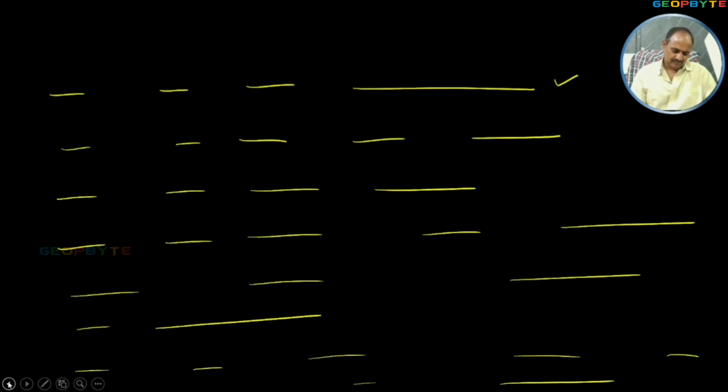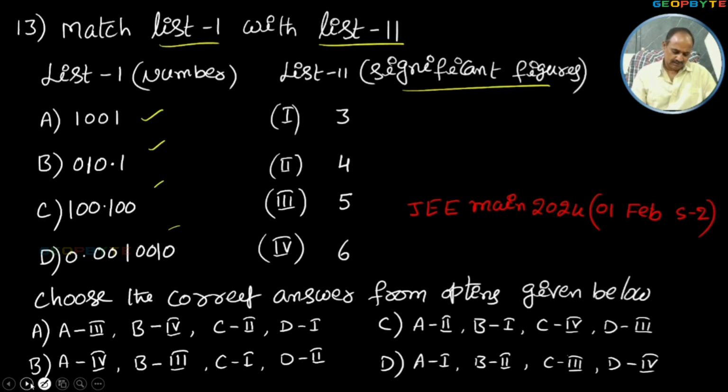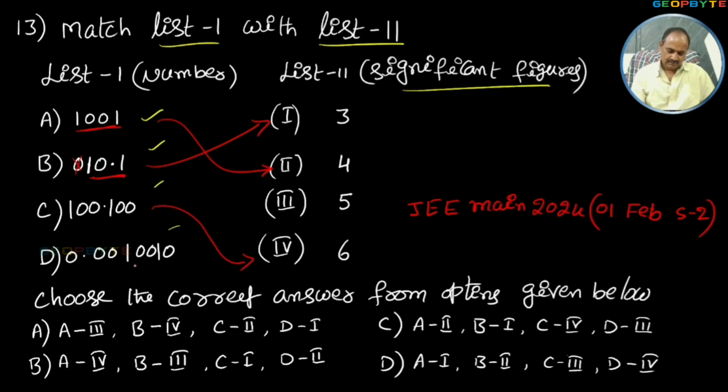Having this information, look at the options. Here 1001 has four significant numbers, right? Next, 0.01001 (0.010010.1): these zeros are not significant, and these three are significant. Next, all are coming under significant. These five are coming under significant.